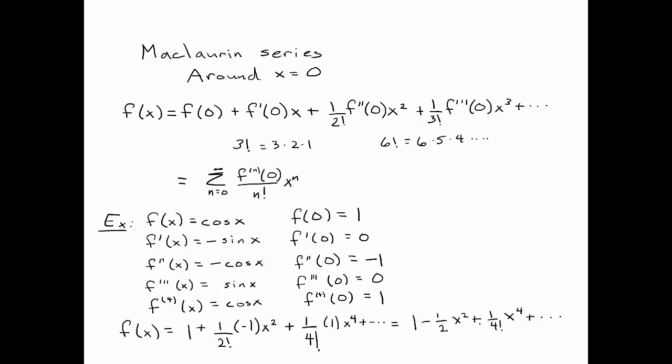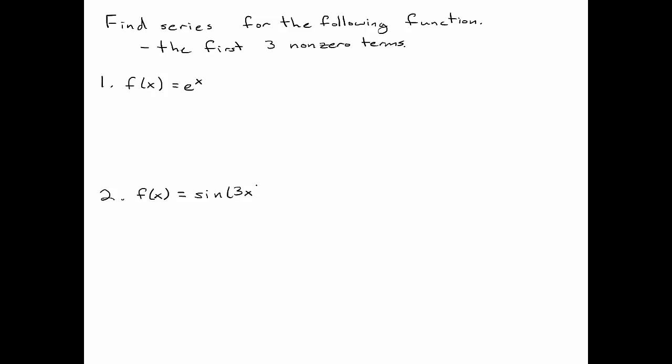Okay, let me know if you have any questions. Now I will give you a couple to try yourself. So I want you to find the Maclaurin series for the following functions, and I want you to find the first three non-zero terms. Once you find three non-zero terms, you can stop going. Okay, so your first one is the exponential, and the second one is sine of 3x. Alright, so pause the video and try these out.